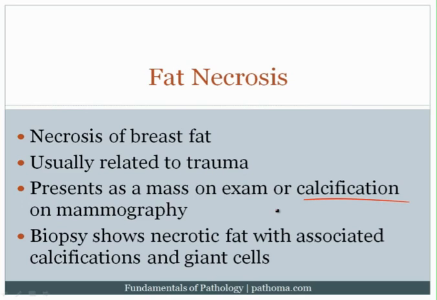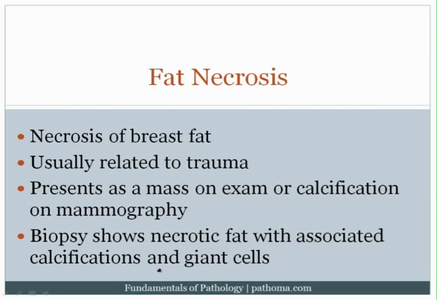The idea, again, is that when you have fat necrosis, you get saponification. Saponification is the addition of calcium to that fat necrosis, and when a woman goes for mammogram, they'll detect the calcifications, and recall that calcifications are one way by which we screen for breast cancer. So it could produce calcifications, which would then require, in certain cases, a biopsy. And if a biopsy were to be performed, we would see necrotic fat with associated calcifications because of the quote-unquote saponification, and then the presence of giant cells as well. And that's the classic finding in fat necrosis.